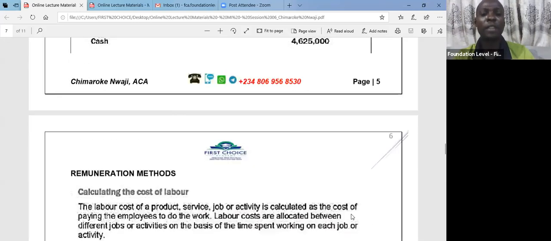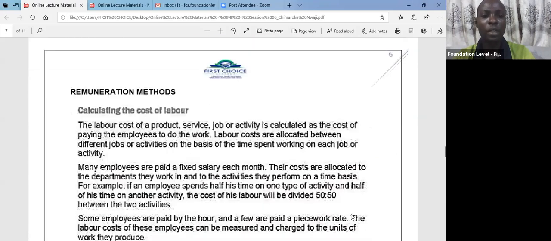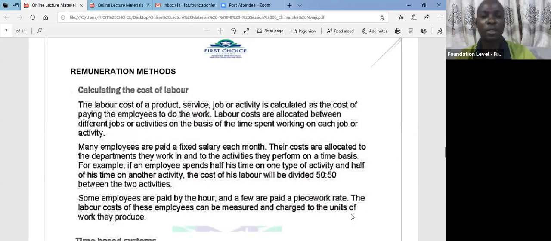Now let's look at remuneration methods. What are the remuneration methods? Now we have calculating the cost of labor. How do we calculate the cost of labor? The labor cost of a product, service, job, or activity is calculated as the cost of paying the employees to do the work. Labor costs are allocated between different jobs or activities on the basis of the time spent working on each job or activity.